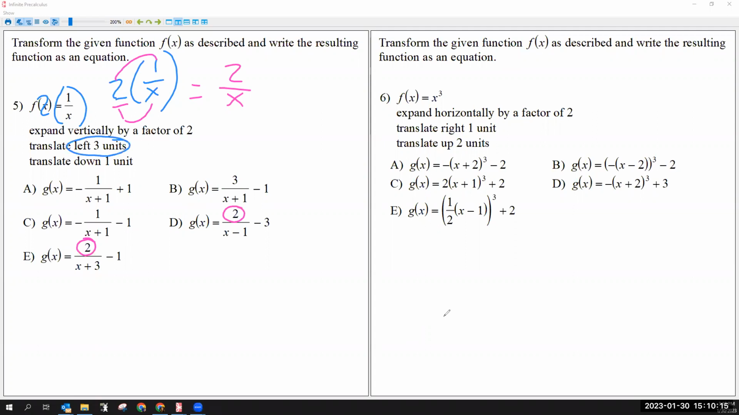Left 3 means I should see a plus 3 in the bottom, and then down 1 means I should see minus 1 on the end, and so it's got to be answer choice E.